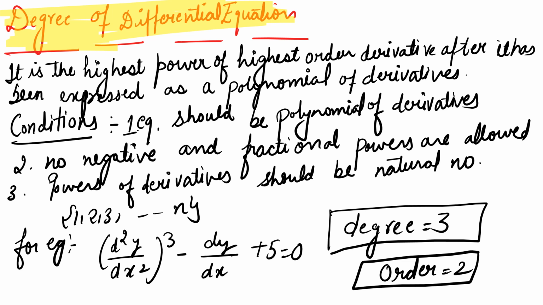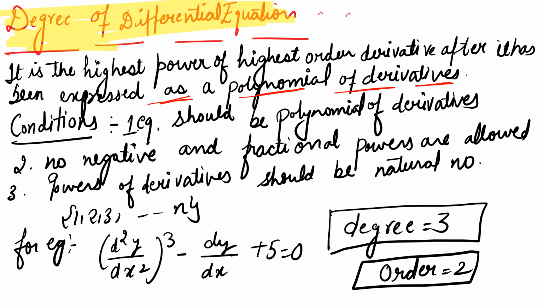What is the degree of a differential equation? The degree of a differential equation is a little bit difficult concept. It is the highest power of the highest order derivative after it has been expressed as a polynomial of derivatives. To find the degree, first the equation should be expressed as a polynomial of derivatives. Then we can find the degree. And what is degree? Degree is the highest power of the highest order derivative.